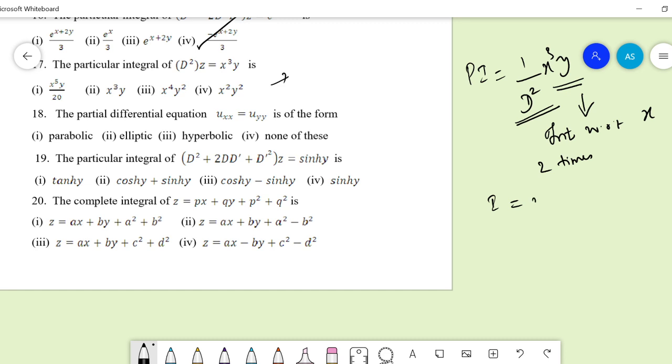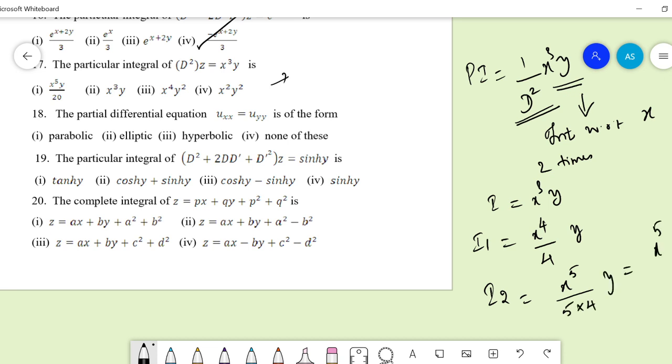Let me take x cubed y. First I integrate with respect to x. The integration of x cubed is x power 4 by 4, times y. Next integration gives x power 5 divided by 5. Already we have 1 by 4 here, so x power 5 y divided by 20. The first option is the correct answer.